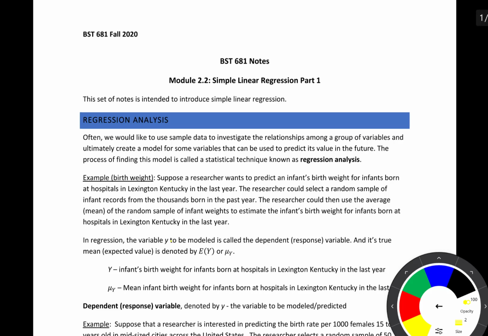So notice here, what we're talking about is something very similar to what you heard about in your introductory statistics class. Notice here we're going to use the average or mean of the random sample, so that would be the x bar, to estimate the infant's weight for all infants born at the hospitals in Lexington, Kentucky, so in other words mu. So we're still working on this idea of using statistics to estimate parameters.